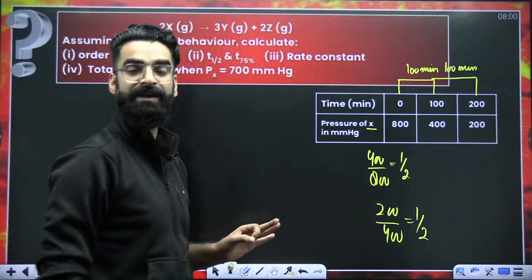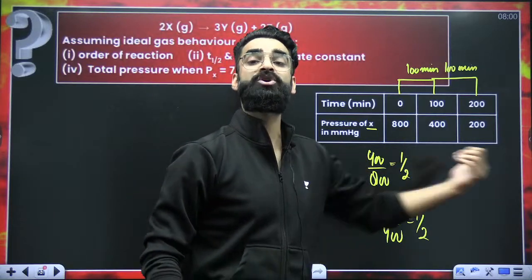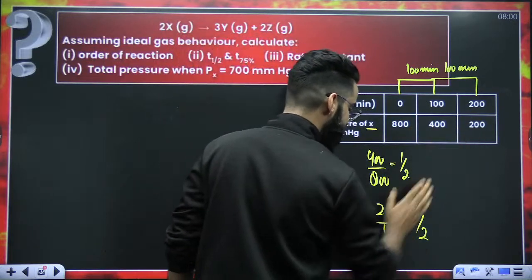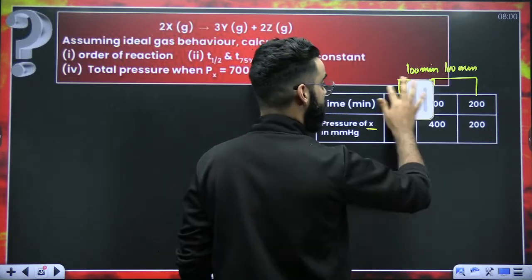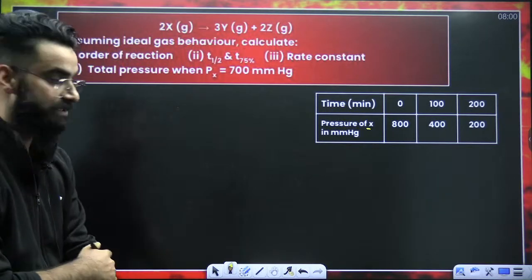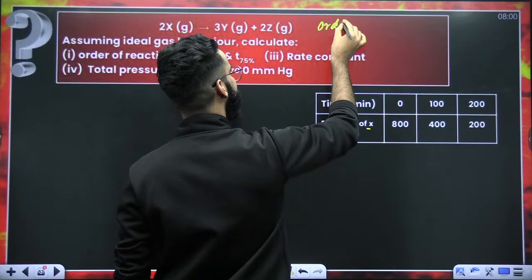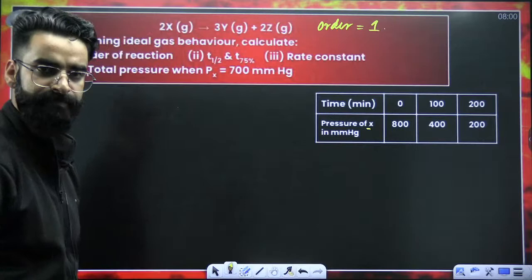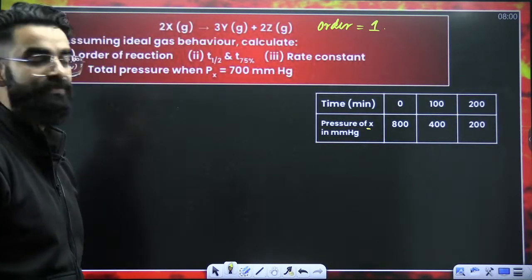And in the same time interval, if the common ratio of the concentration of reactants or the pressure of reactants is same, we say these pressures form a geometric progression, and geometric progression is formed in case of first order reactions. So the first question is done, order of reaction is 1. So we got to know that the reaction is of first order. Now we have to calculate T half and T 75%.